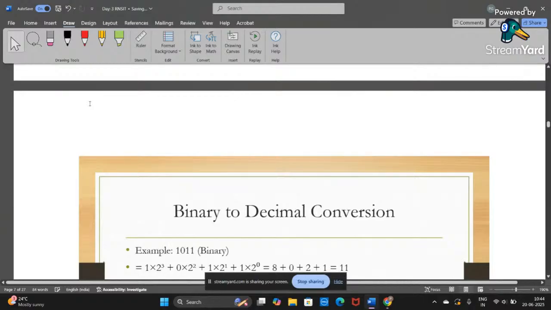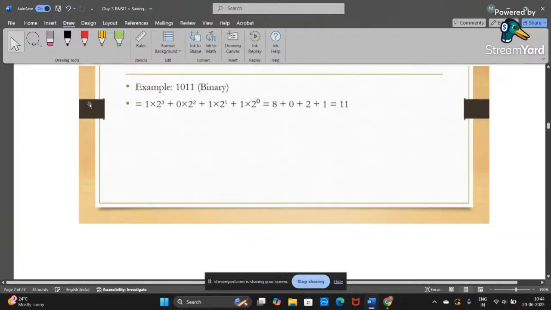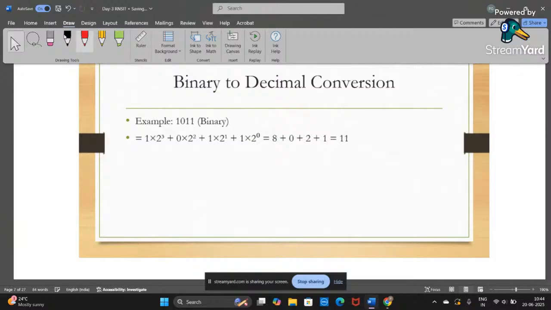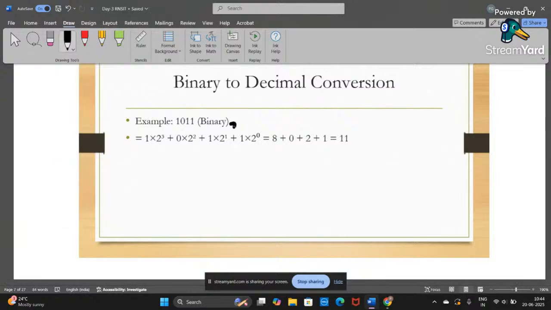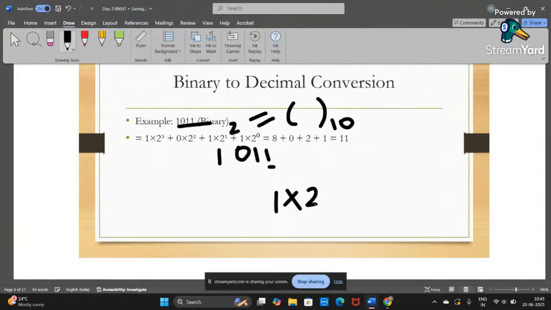Then binary to decimal conversion. What they have done here: this is in binary form. They have converted this to decimal, base 10. To convert from binary to decimal, let us take this example itself. So this is the first position. For that, take this 1. Binary means 2, right? So multiply with 2 and start the power with 0.